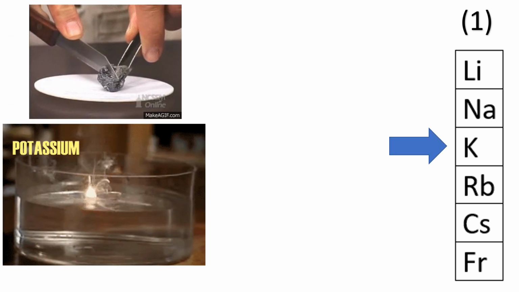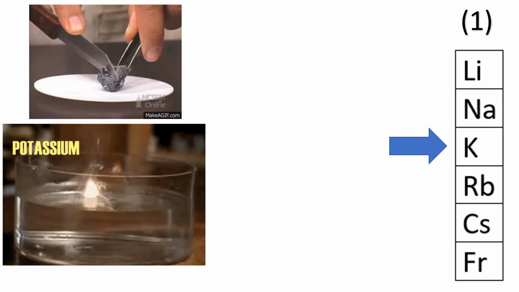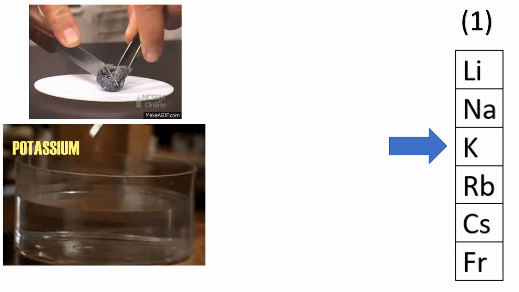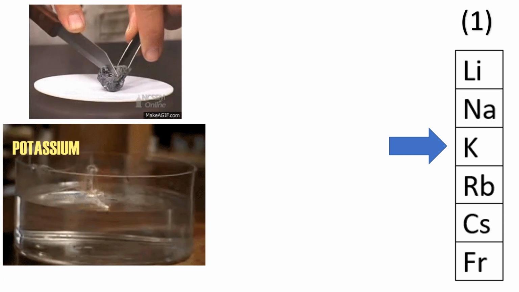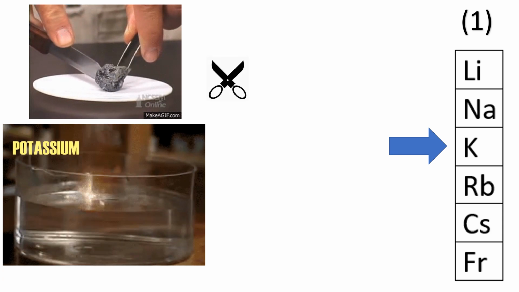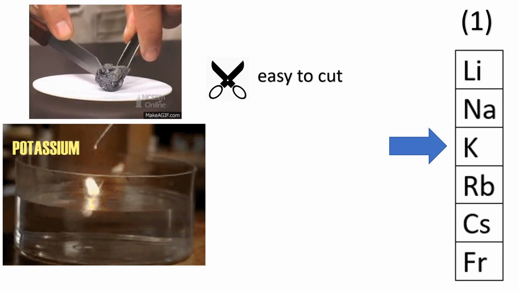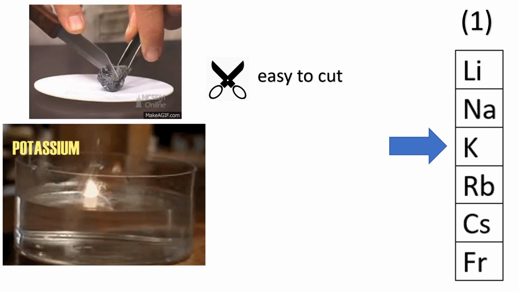Okay, so potassium. Coming down again to the next one in the group. Now, I don't like this top GIF. It gives you the impression that potassium's harder to cut. I think it's just the GIF. Cutting potassium's really easy. It's very, very soft. So it's getting even softer and even easier to cut as I come down this group.